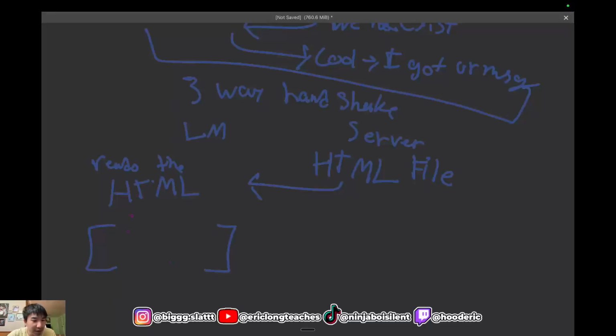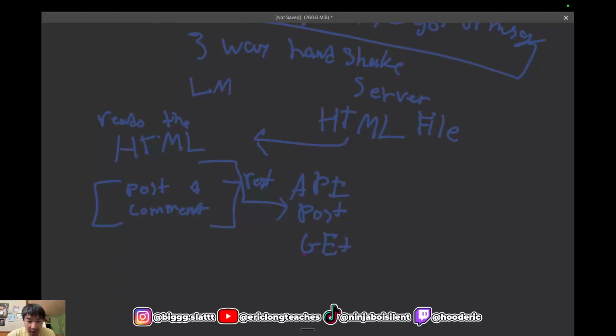But sometimes your website will actually make a request. For example, if you want to post a comment, you'll send a request. This is usually done using a REST API, which uses post, get, delete. I think another one was update.